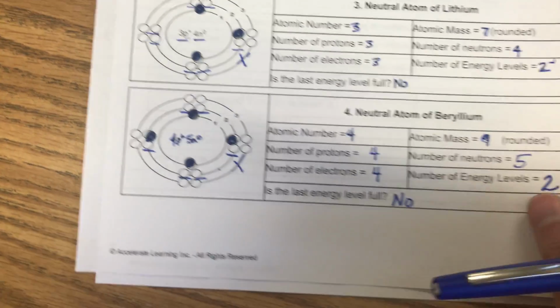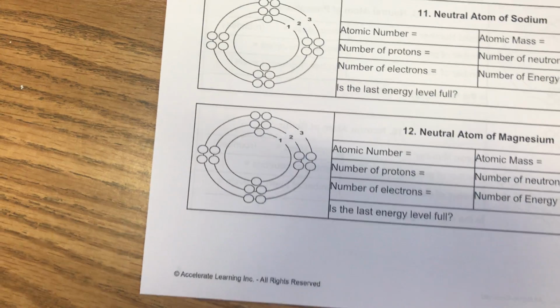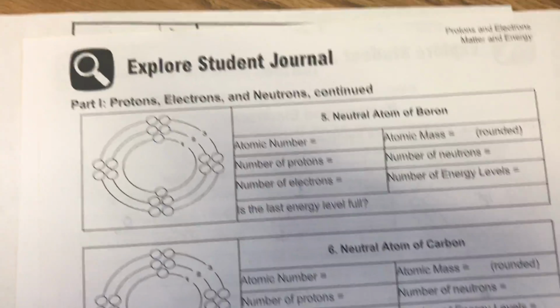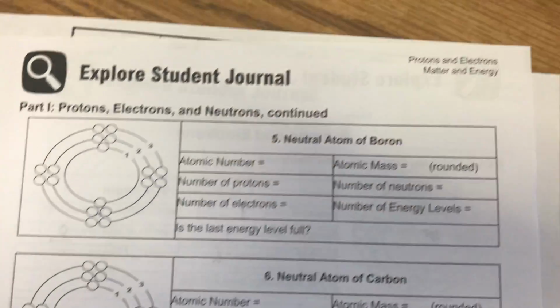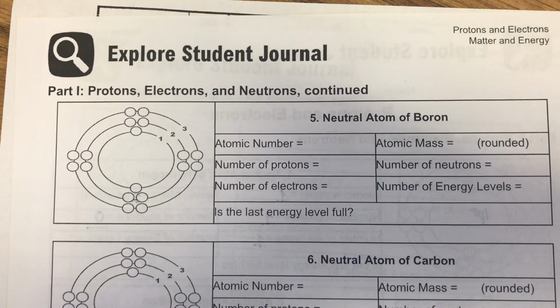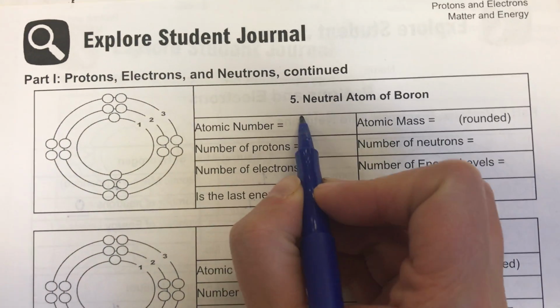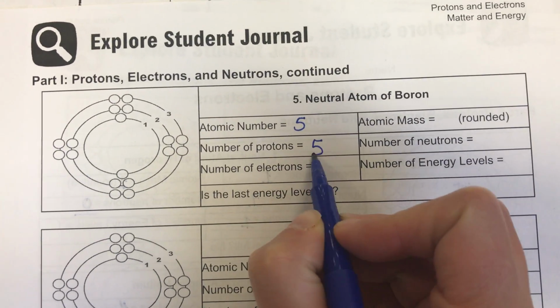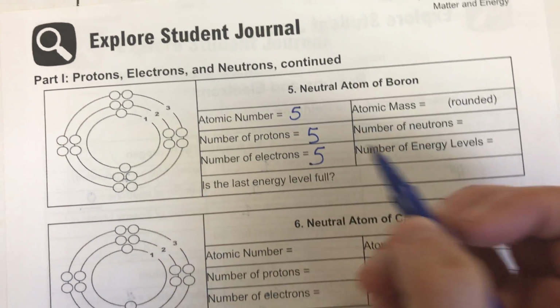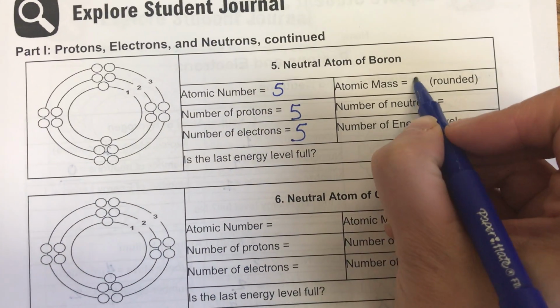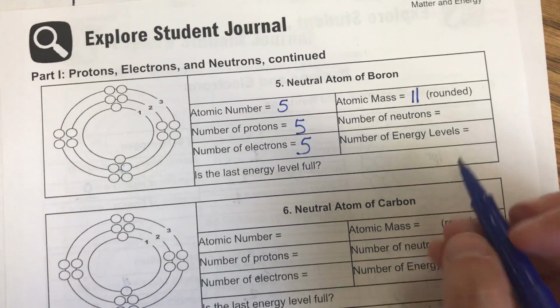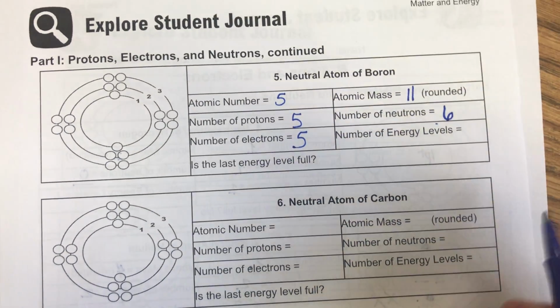Let's move on to our next atom on the periodic table. Our next atom is boron. Boron has the atomic number 5. So boron has 5 protons, 5 electrons. The atomic mass is 11 once it's rounded. So that means that boron has 6 neutrons.